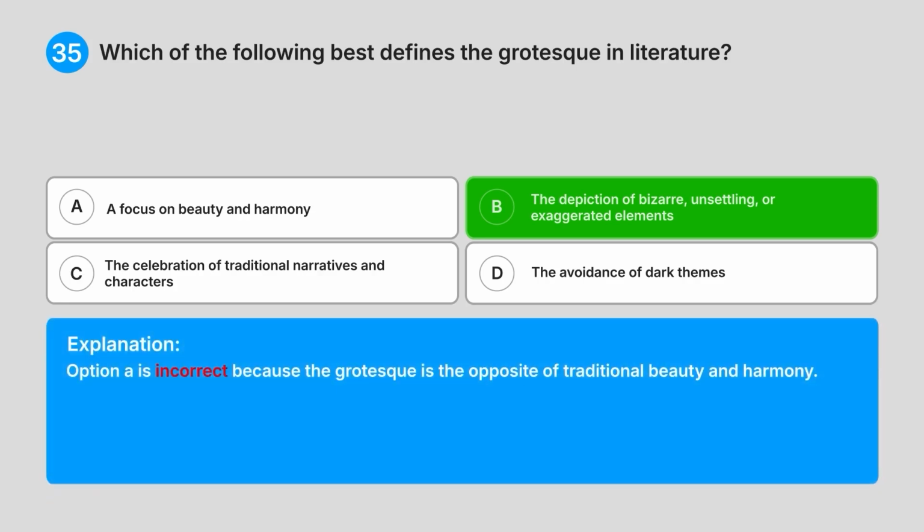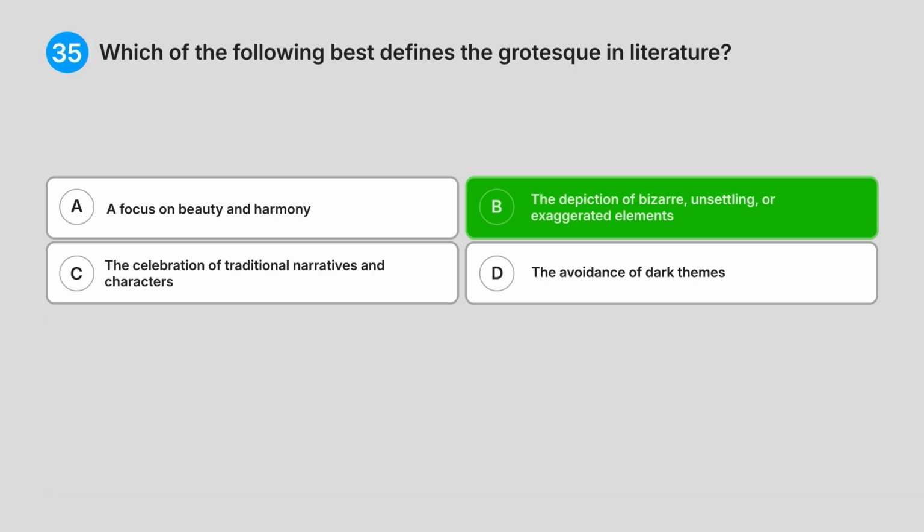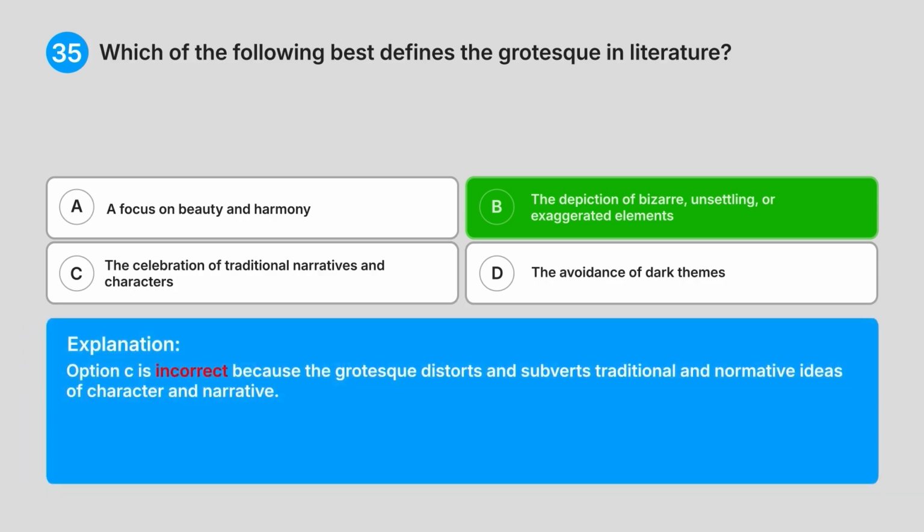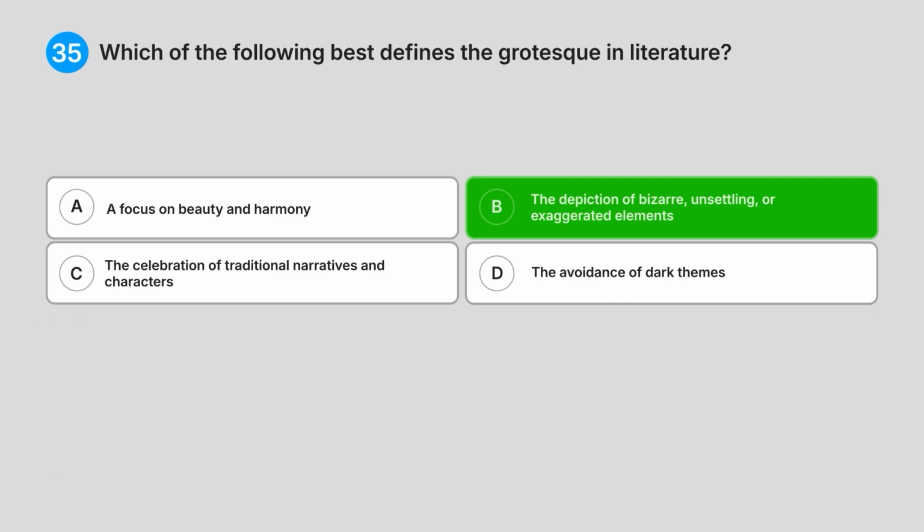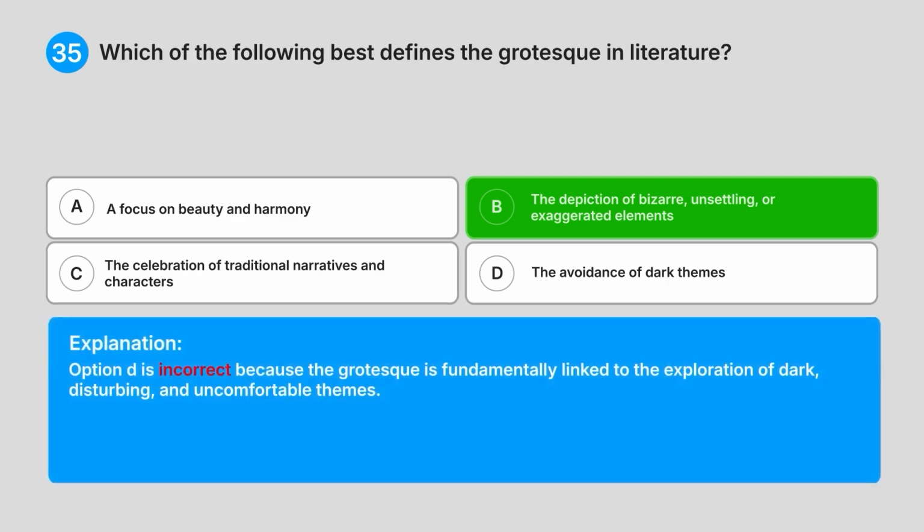Option A is incorrect because the grotesque is the opposite of traditional beauty and harmony. Option C is incorrect because the grotesque distorts and subverts traditional and normative ideas of character and narrative. Option D is incorrect because the grotesque is fundamentally linked to the exploration of dark, disturbing, and uncomfortable themes.